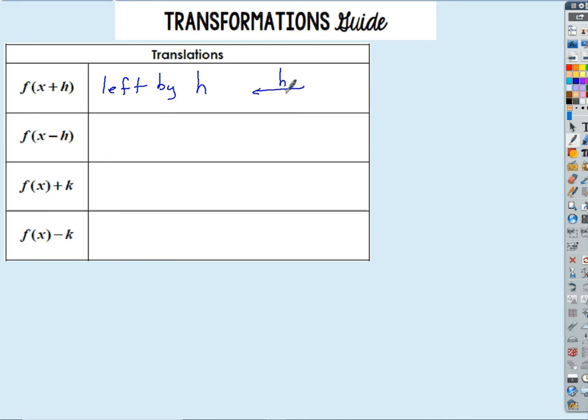What if I subtract some number from x inside the function? It goes right by h. Okay, those two are a little confusing. What if I add a number to the function? Up. So if I'm adding something outside the function, it goes up h. And if I subtract something outside the function, going down.